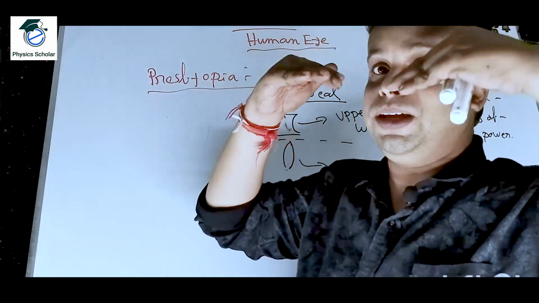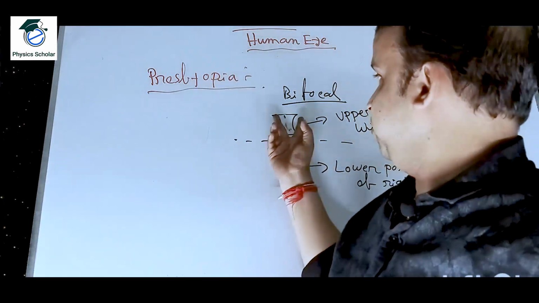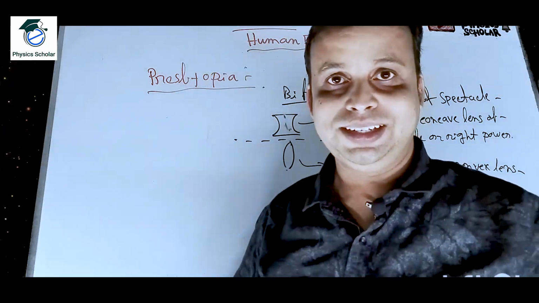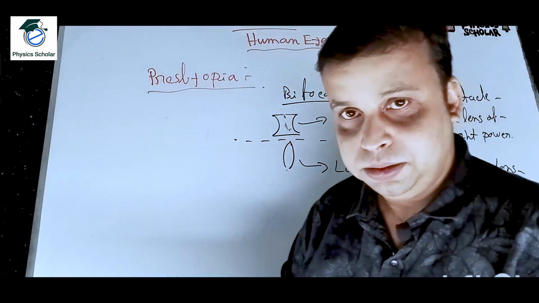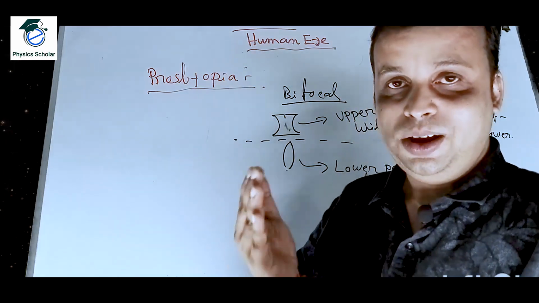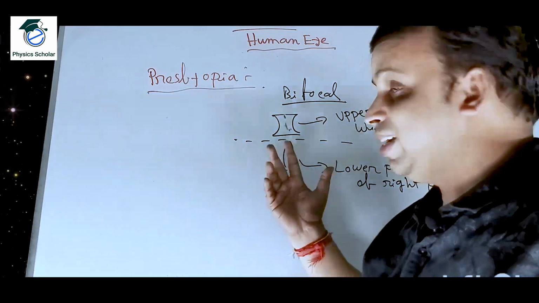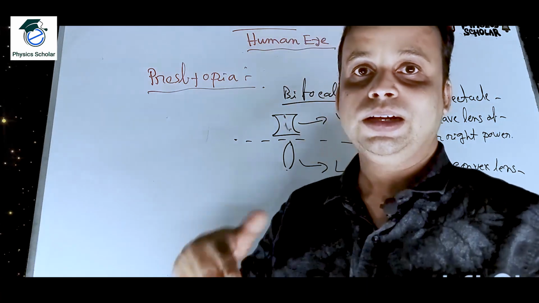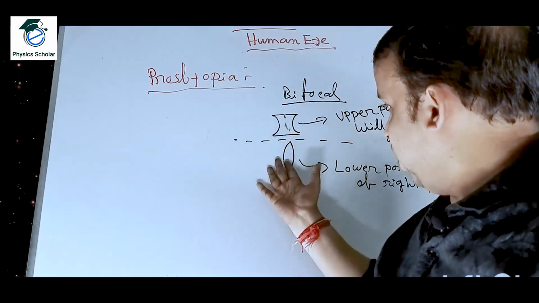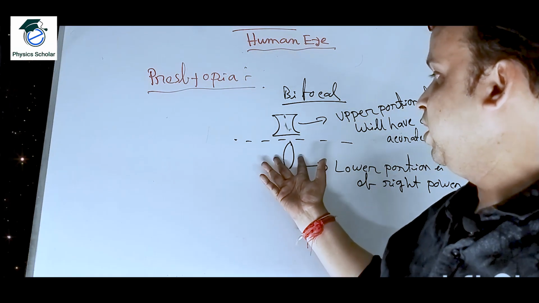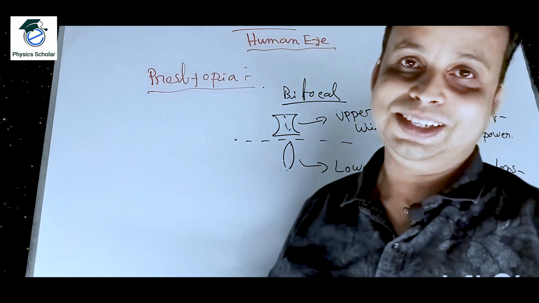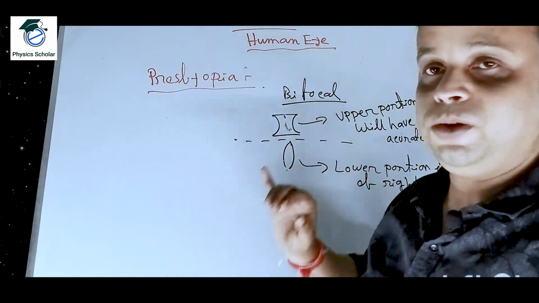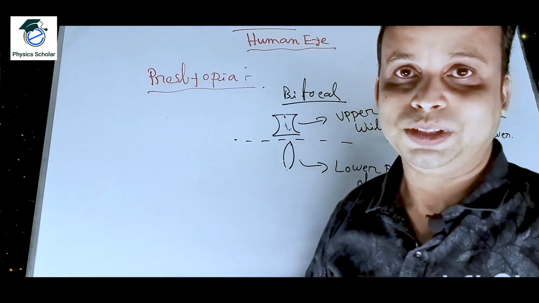Clear? So in the upper portion of the glass, convex lenses will be used to see the distant object. And the lower portion is used when they read something, for the nearby object, because they will read books or newspapers. So the lower portion of the spectacle will have the convex lens. This condition is known as presbyopia, and we can use these bifocal spectacles.